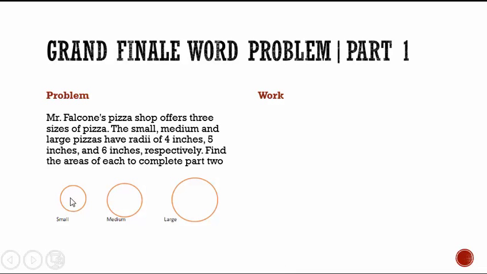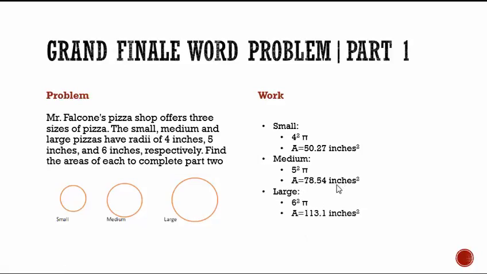So we know that the small has a radius of 4 inches. We know the medium has a radius of 5 inches. We know that the large pizza has a radius of 6 inches. So anyways, just simply remember we know our formula, pi r squared, or since multiplication is commutative, r squared times pi. Plug it in. So 4 squared times pi, we're going to get 50.27 inches squared. Do the same thing. 5 squared times pi, 78.54 inches squared. Large, 6 squared times pi, and that'll be 113.1 inches squared.